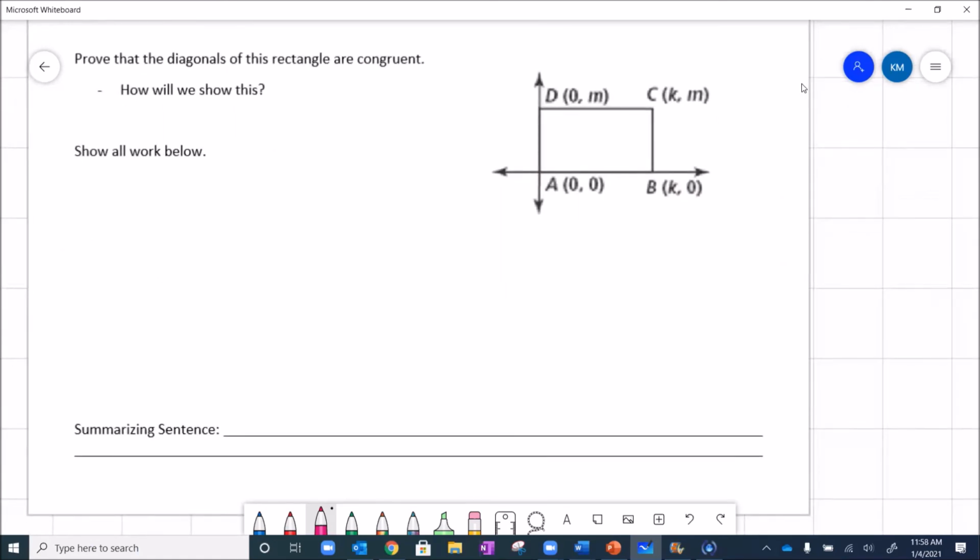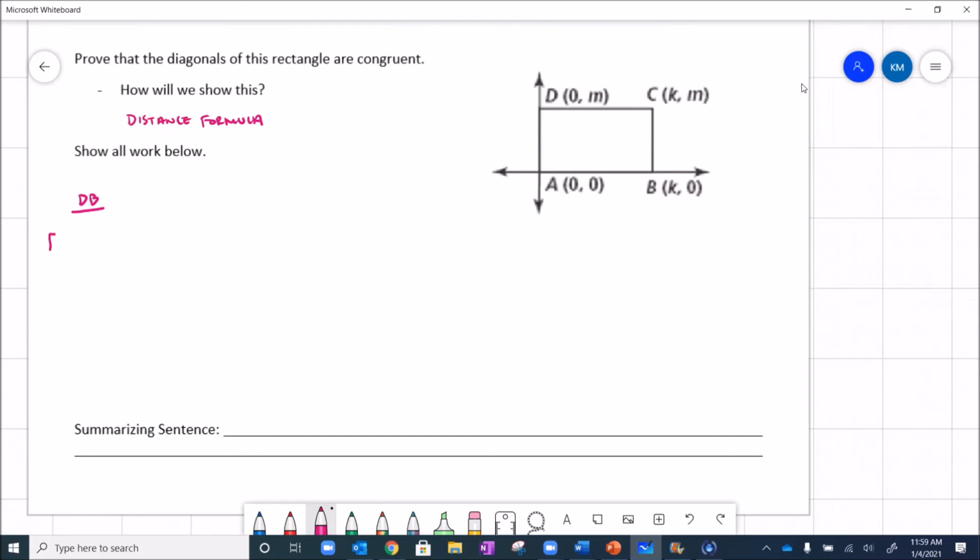All right, finally it says, prove that the diagonals of this rectangle are congruent. How will we show this? Distance formula, okay? When we're talking about being congruent, we're talking about a congruent length, so we're going to use the distance formula. Okay, and so what I want to do is I want to use the distance to find DB, one of the diagonals here.